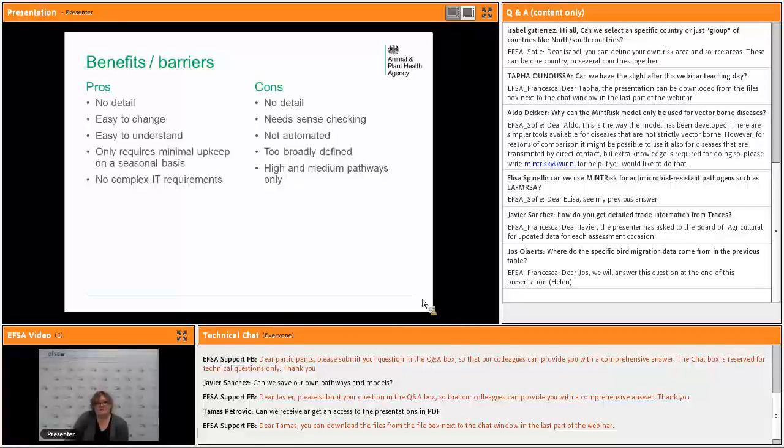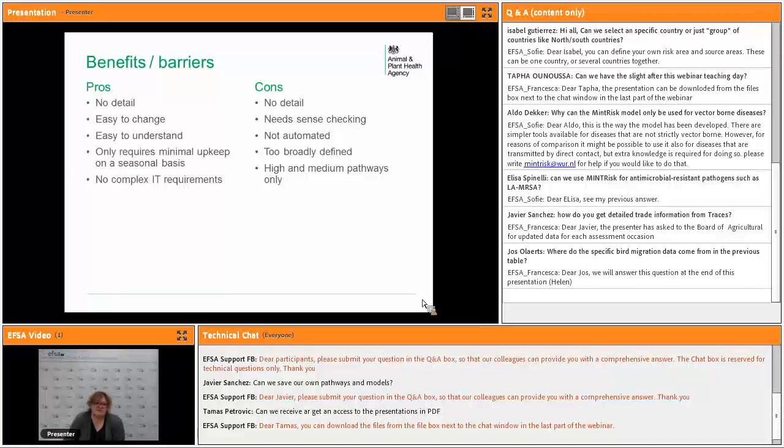In terms of the pros and cons of the tool itself, I was trying to put these down and decided that actually no detail, that it's quite a simple tool, is both an advantage and a disadvantage, maybe, and it does depend on who's using it and what you're using it for. If you are going to use it to look at individual diseases, it does need to be sense checked. You want to have somebody else going into the tool, having a look at those pathways, making sure they make sense, and don't take that score for a single disease on its own.